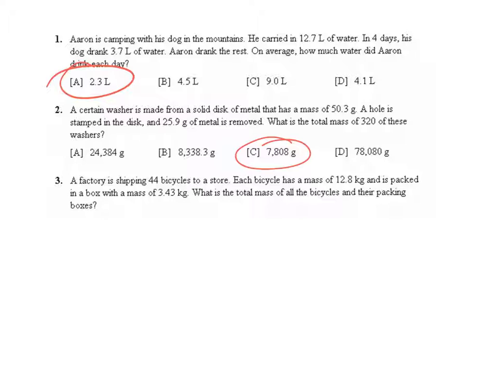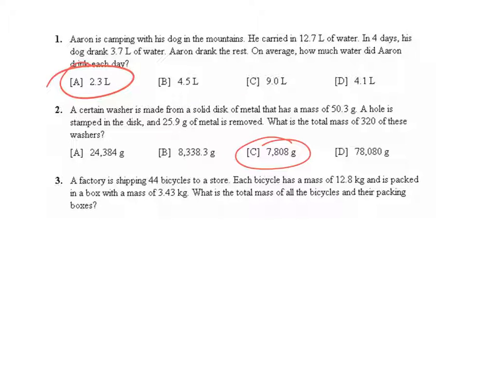And question 3 says a factory is shipping 44 bicycles to a store. Each bicycle has a mass of 12 8/10 kilograms and is packed in a box with a mass of 3.43 kilograms. What's the total mass of all the bicycles and their packing boxes?